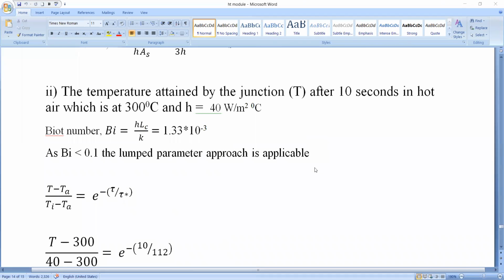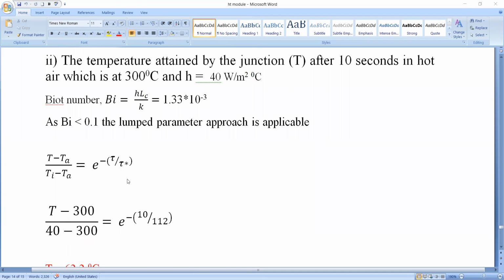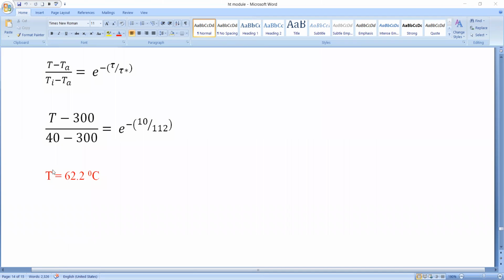Don't worry. Now first we have to calculate the temperature attained by the thermocouple junction after 10 seconds in the stream of hot air, which is at 300 degrees centigrade. Already we know the value of tau star, so we got the temperature as 62.2 degrees centigrade. This is the temperature attained by the thermocouple after 10 seconds in the stream of 300 degrees centigrade hot air.